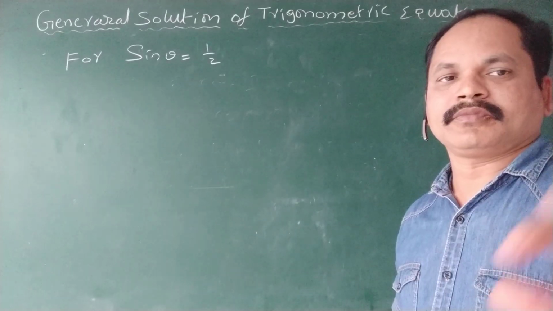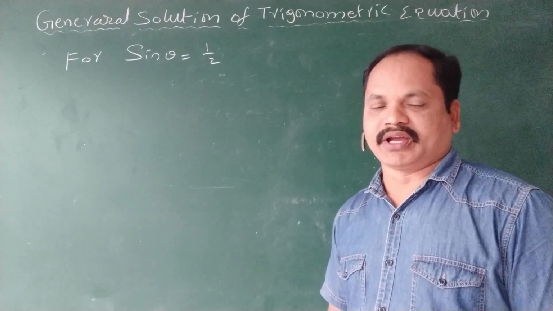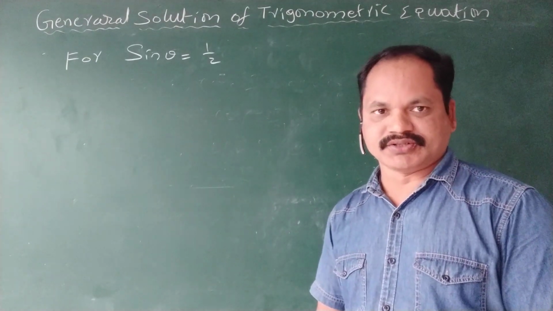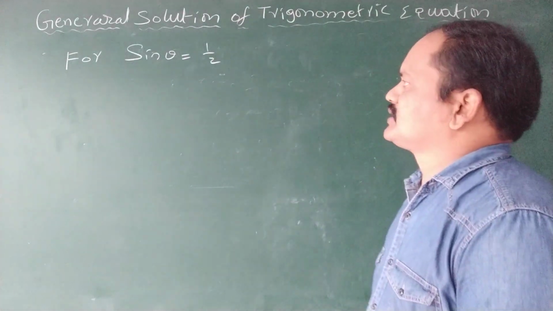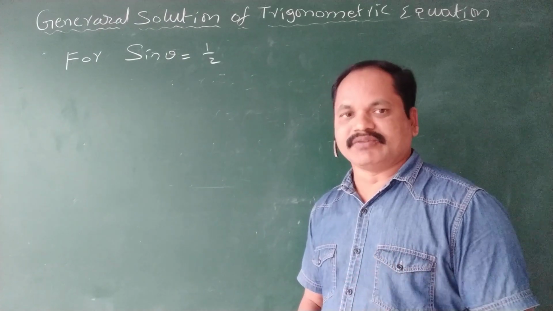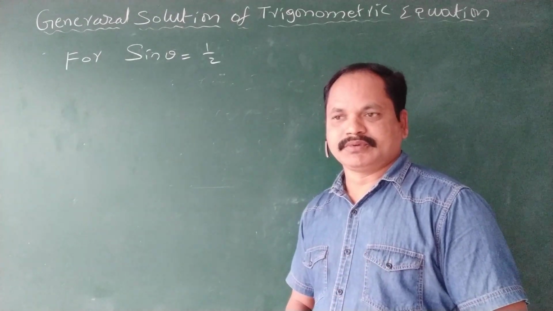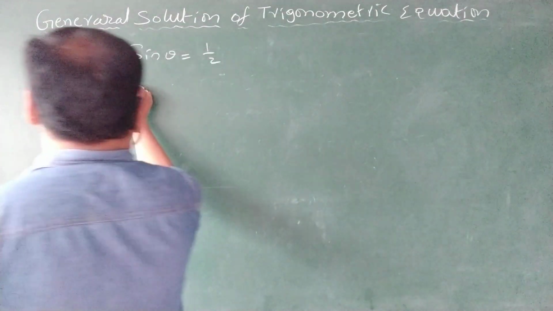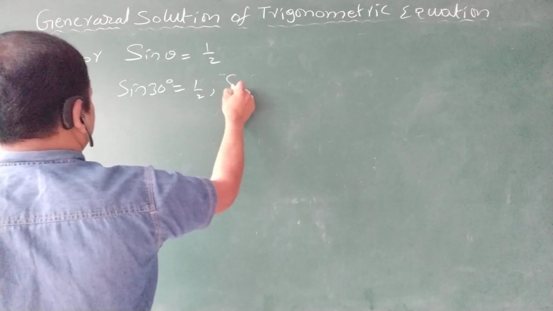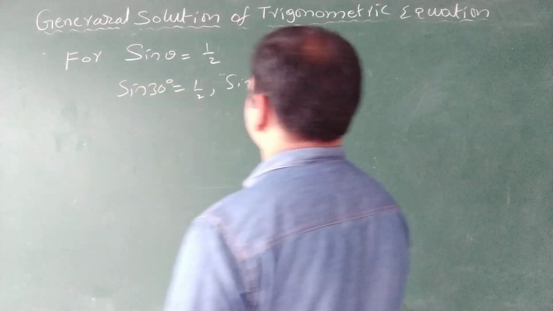For sin theta is equal to 1 by 2, we have to identify the general solution. Actually, sin 30 degrees is 1 by 2, and sin 150 degrees is 1 by 2.